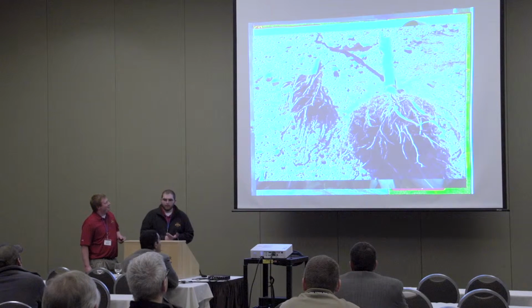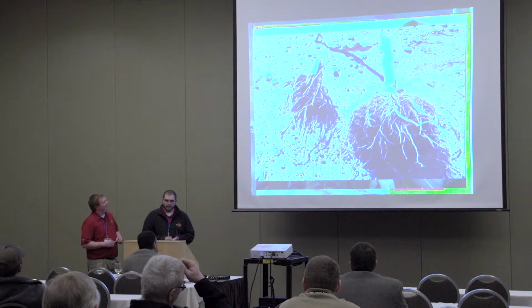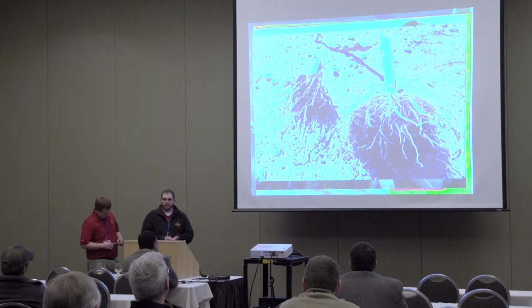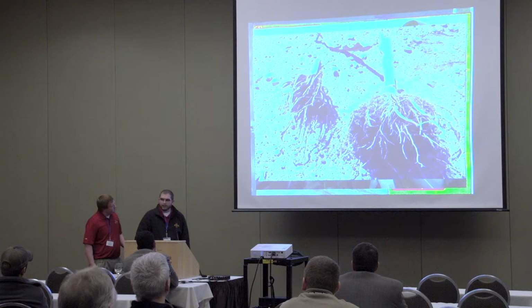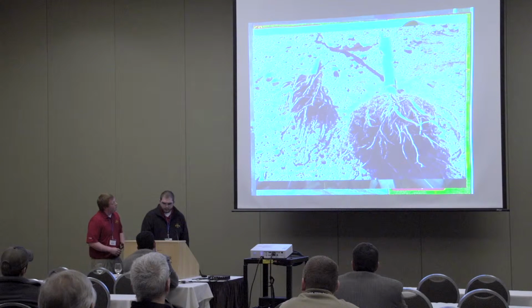Again, we started digging around in there a little bit, and we got some difference in the root ball size. This was one of the more extreme examples, but the one on the right is from a non-compacted zone, and the one on the left is from a compacted zone. So you see quite a difference in the root ball size.